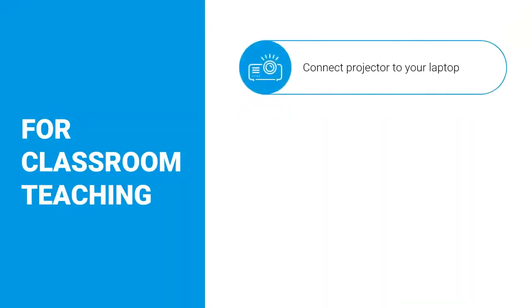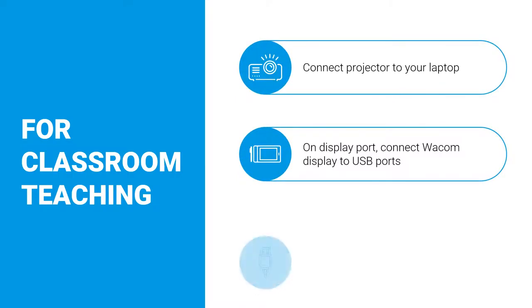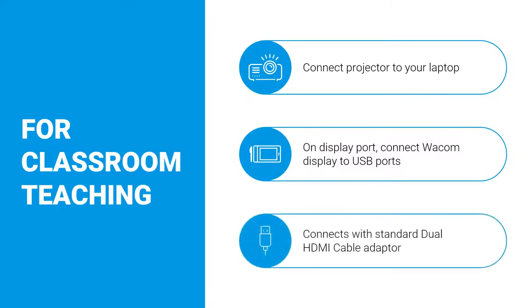In the classroom teaching, you can connect your projector to your laptop. On display port, connect your Wacom pen display to the USB ports. Then go to desktop settings, identify your displays. Select Show Your Desktop on Projector and Wacom Pen Display. This would help you in seamless interactive teaching while writing equations, using markers and highlighter tools, using Wacom Pen Display.